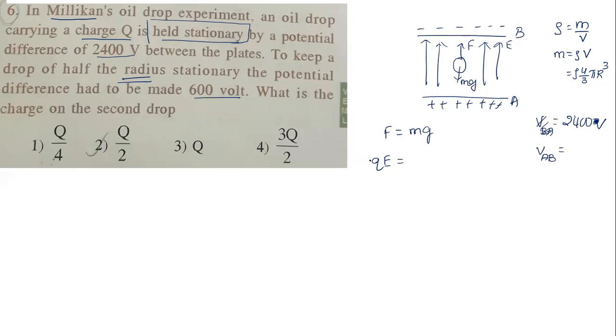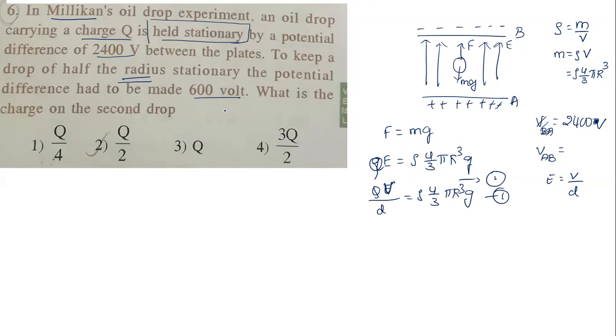The charge is given initially as capital Q. Q times V is equal to m, which becomes rho times 4 by 3 pi r cube into g. This is case 1. E is not given, so we write E equal to V by d. Again Q times E becomes Q V by d, equal to rho into 4 by 3 pi r cube into g.